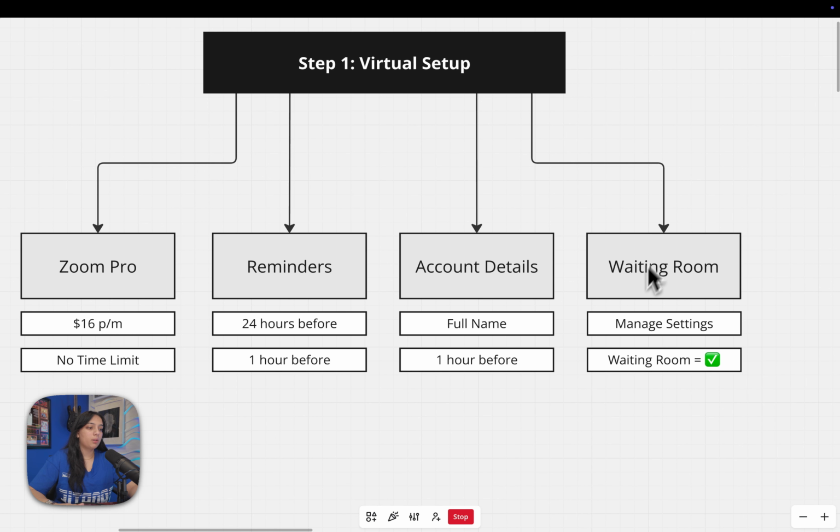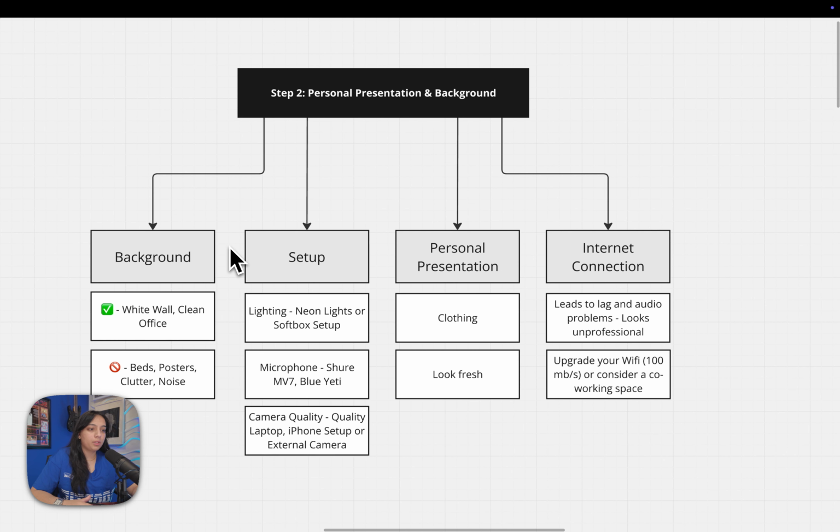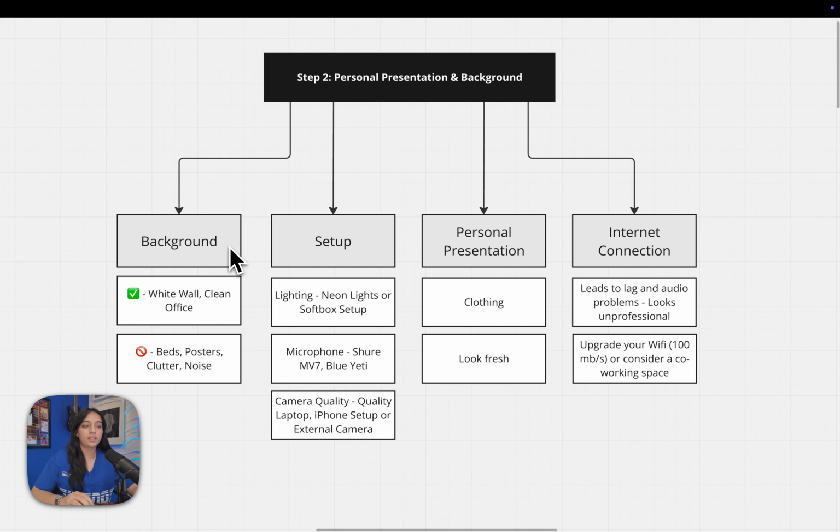And now the next thing I want to talk about is the waiting room function. This has to be turned on because you want to have the ability to let your client in when you are ready. You don't want to hop on the call and your prospect is sitting there waiting for you while you're still trying to get your demo notes in order and then set up everything around you. It's just very hectic.